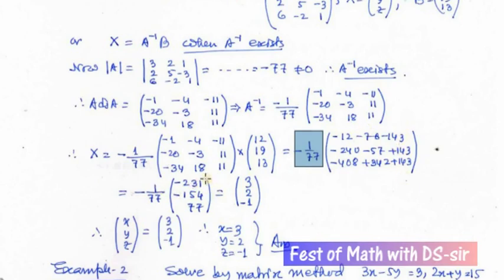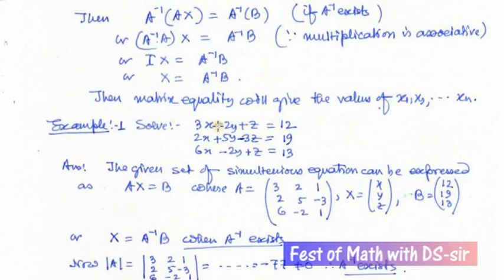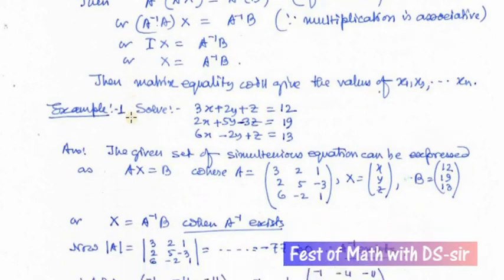Matrix multiplication gives you 3, 2, minus 1. From equality of matrices, we have x is equal to 3, y is equal to 2, and z is equal to minus 1. This is with 3 variables. If there are 3 variables, then it will be a question of 5 marks.